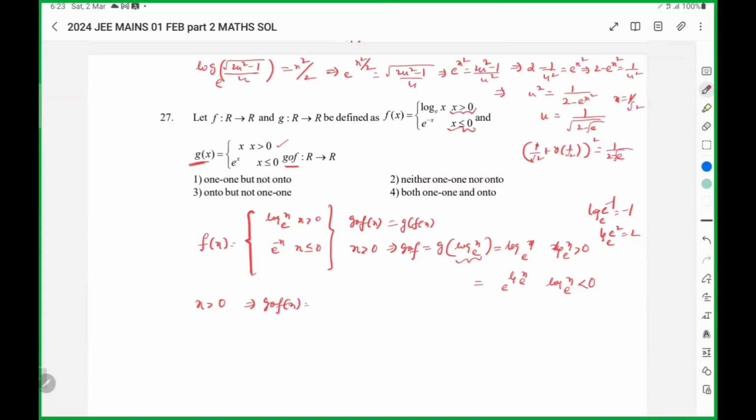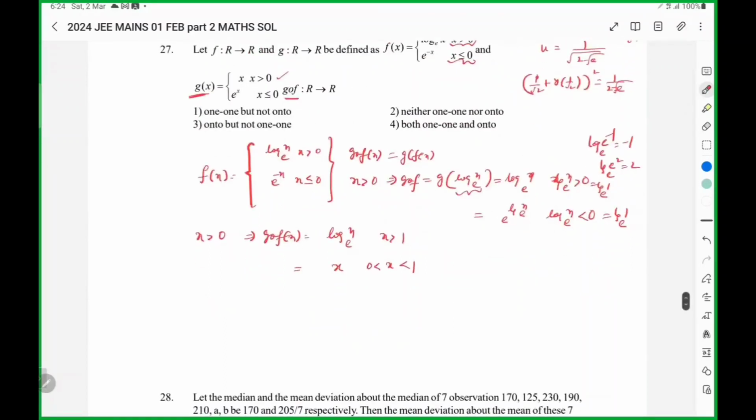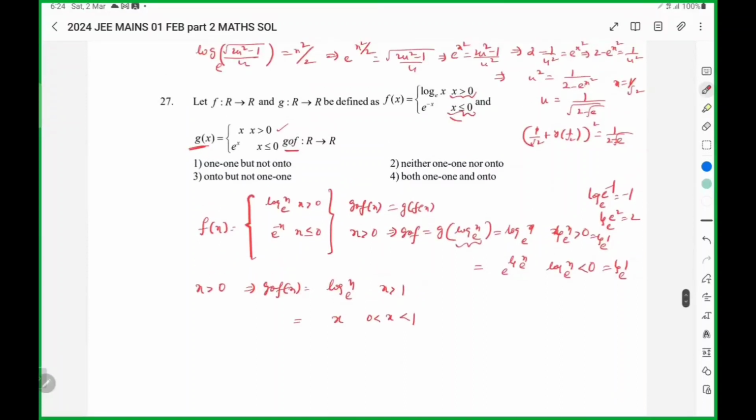So for x greater than 0, g circle f of x will be log x to the base e, it is log x to the base e for x greater than 1. Here it is x for x lies between 0 and 1, because log is not defined for negative. So one more case left over, that is for x less than 0, g circle f of x is g of f of x. That is g of e power minus x. e power minus x is positive. For positive, it is e power minus x.